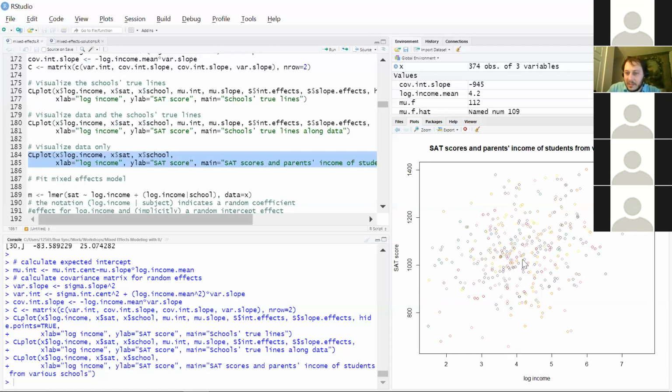Is that clear? We've got 30 schools. Every school has its own true line. There's an overall true line that the schools deviate from. And when you take 10 to 15 students from each of 30 schools, record their SAT scores, draw the plot against their parents' log income, and color by school, this is what you might get.